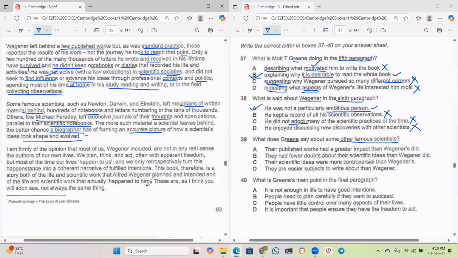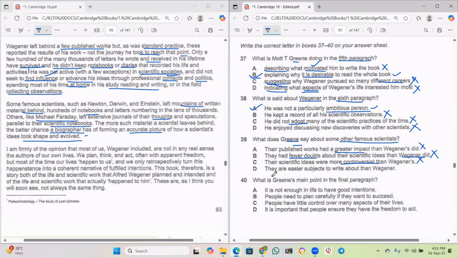Okay, good, nice paragraph. Then, what are the options? Their published works had a great impact on Wegener's. Did he talk about the impact on Wegener, their published works? No, not at all. A cannot be. They had fewer doubts of their scientific ideas than Wegener did. He did not talk about any doubts or clarifications in this paragraph, so this cannot be the answer. Their scientific ideas were more controversial than Wegener's. Did he talk about any controversies here, guys? Any controversy? No, not at all, right? So this cannot be the option.